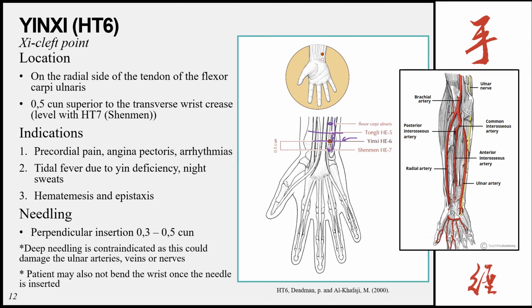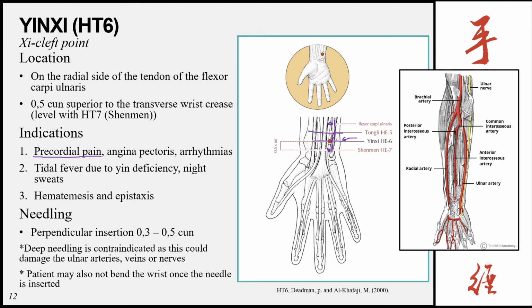So firstly, this point is a Xi cleft point, which means it can be used for acute conditions or emergency conditions. So this point can be used for acute sudden onset of chest pain. It can then also be used for other conditions such as angina pectoris or arrhythmias. And then secondly, for tidal fever due to yin deficiency or for night sweats. It can also be used for hematemesis and epistaxis.